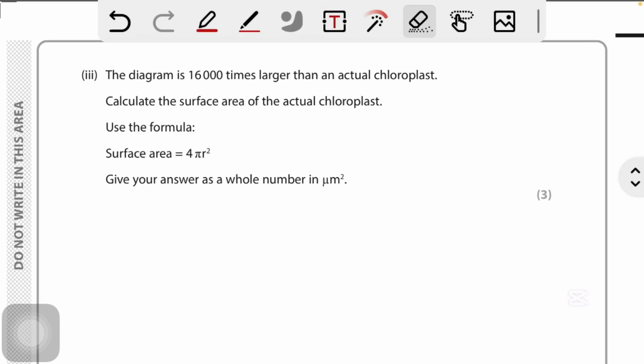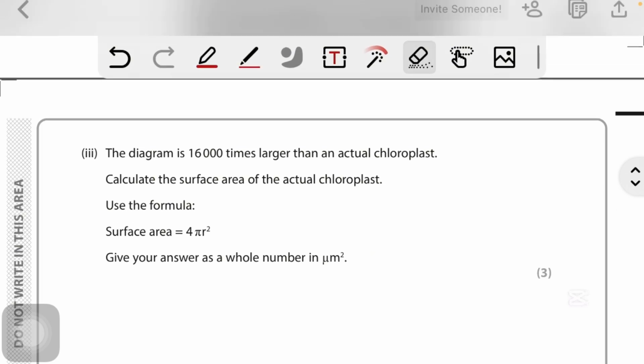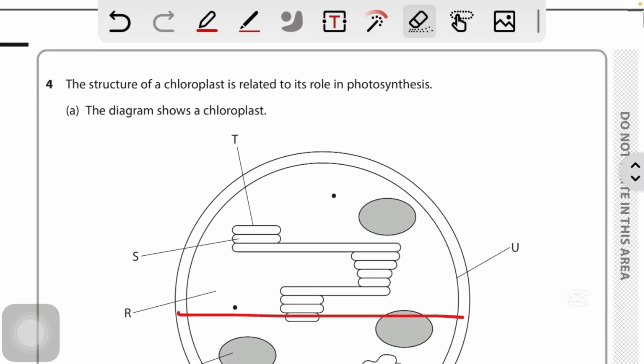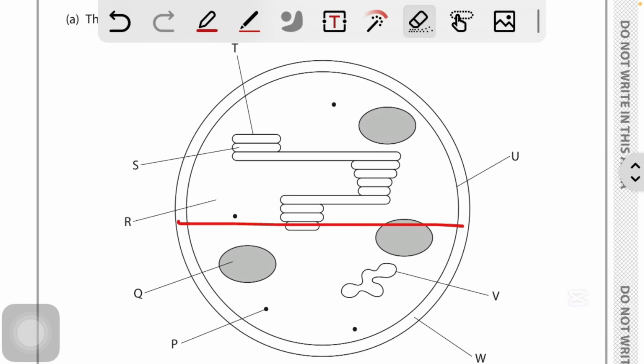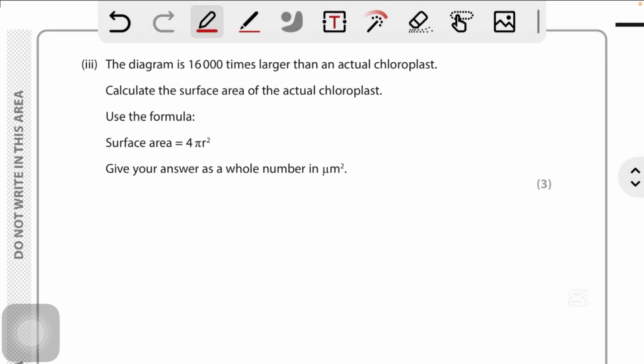The diagram is 16,000 times larger than an actual chloroplast. Calculate the surface area of the actual chloroplast. Use the formula surface area equals 4 pi r squared. Give your answer as a whole number in micrometer squared. At first we need to figure out the diameter of the chloroplast in the given diagram, by using a scale, in centimeters, then we'll convert that unit into micrometers.